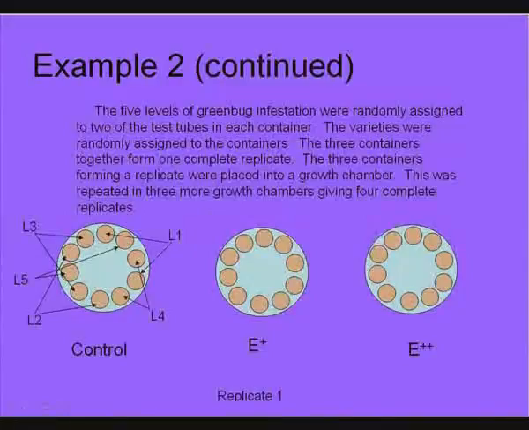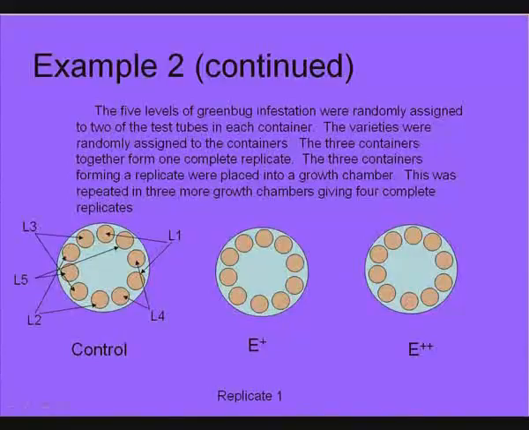The three varieties were a control variety, and then there was a variety, he called it E+, that had one gene in the variety that was supposed to be resistant to green bugs. And then he had another variety that had two genes for green bug resistance. So the three varieties are control, E+, and E++.